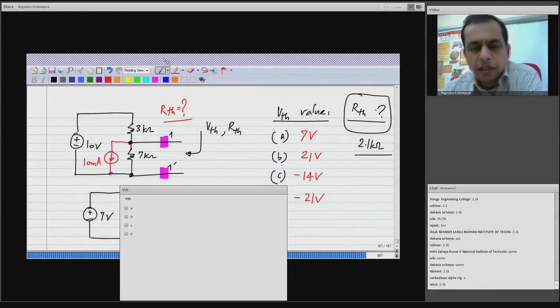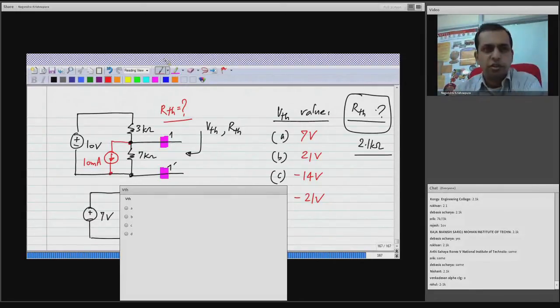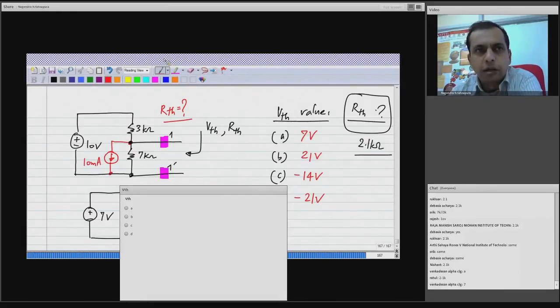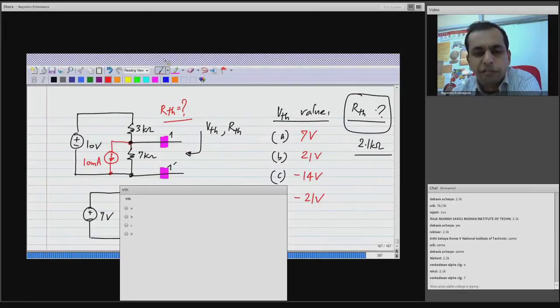We already see there are many ways of doing it. You can redo the circuit analysis with the voltage and the current source together. You can also use superposition here to calculate VTH, because after all it's a linear circuit with independent sources, and superposition means you have to find the voltage VTH due to 10 volts and the voltage VTH due to the 10 milliamp current source. The voltage due to 10 volts you already found previously. So the only thing you have to do is to find the voltage due to the 10 milliamp current source and add it to the voltage due to the 10 volt voltage source.